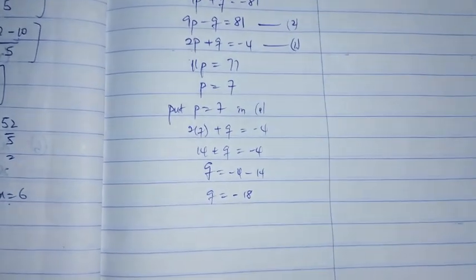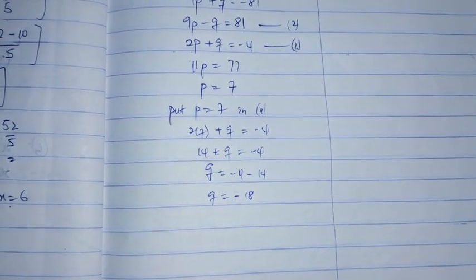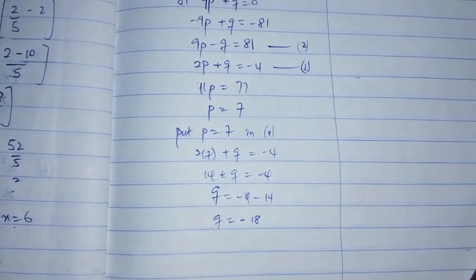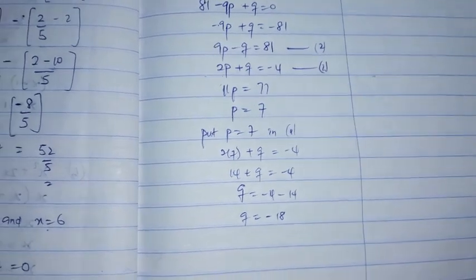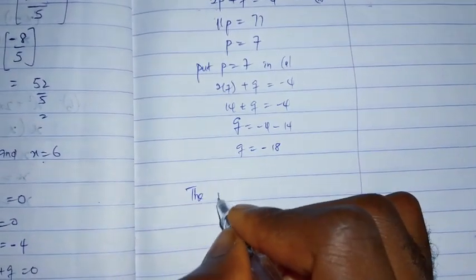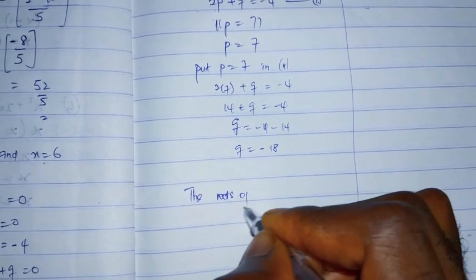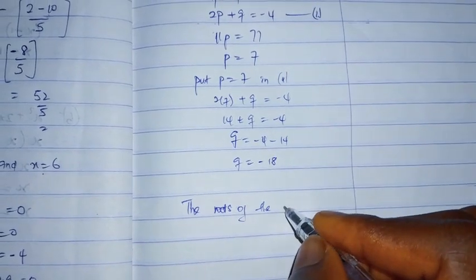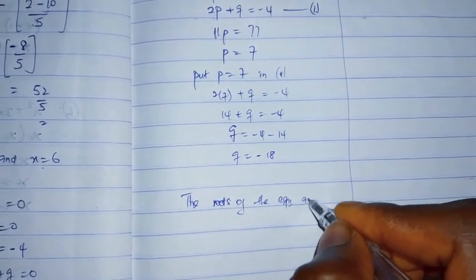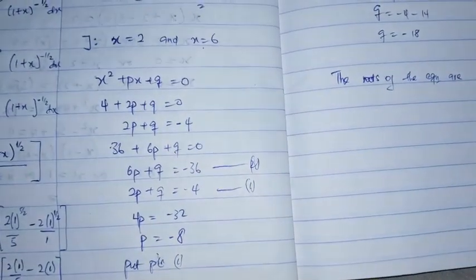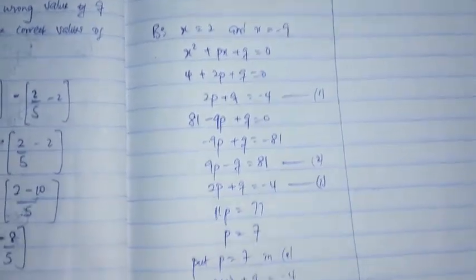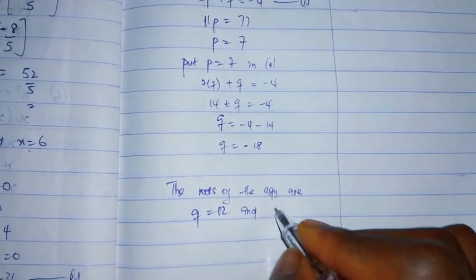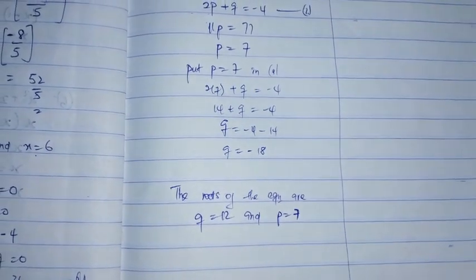Now, since we've gotten the wrong value of Jimpenji to be minus 8, and that of Biola to be minus 18, it means the real roots, or the correct values for the equation x squared plus px plus q equals 0, are: q is equal to 12, and p is equal to 7. So that is the positive values of the solutions.